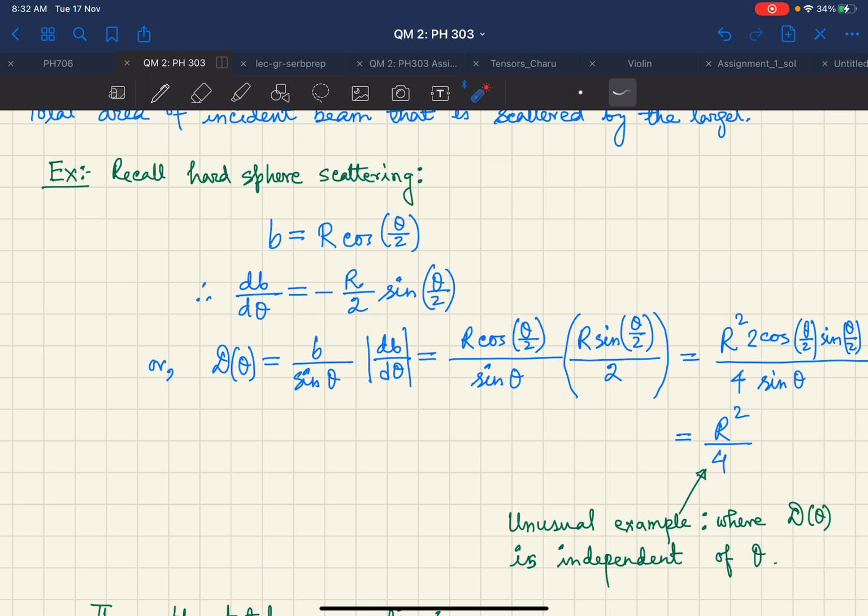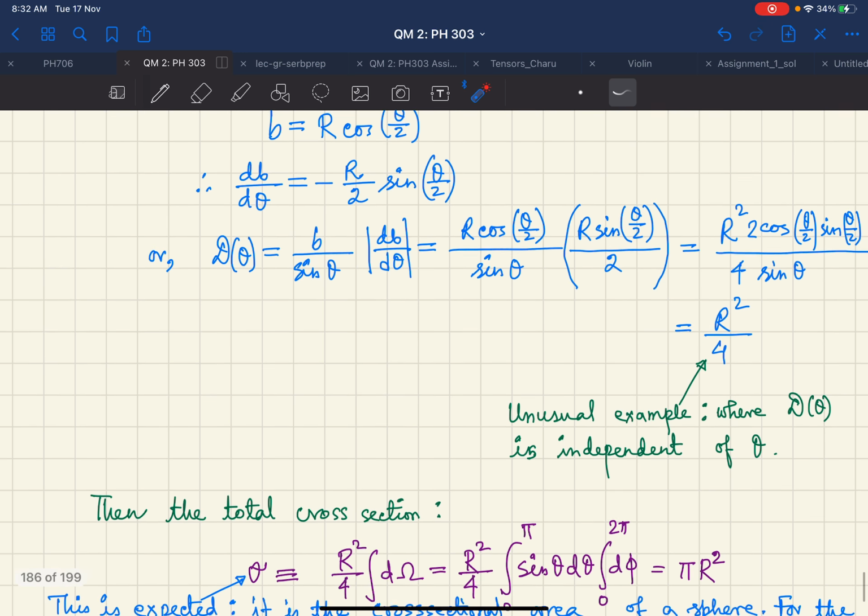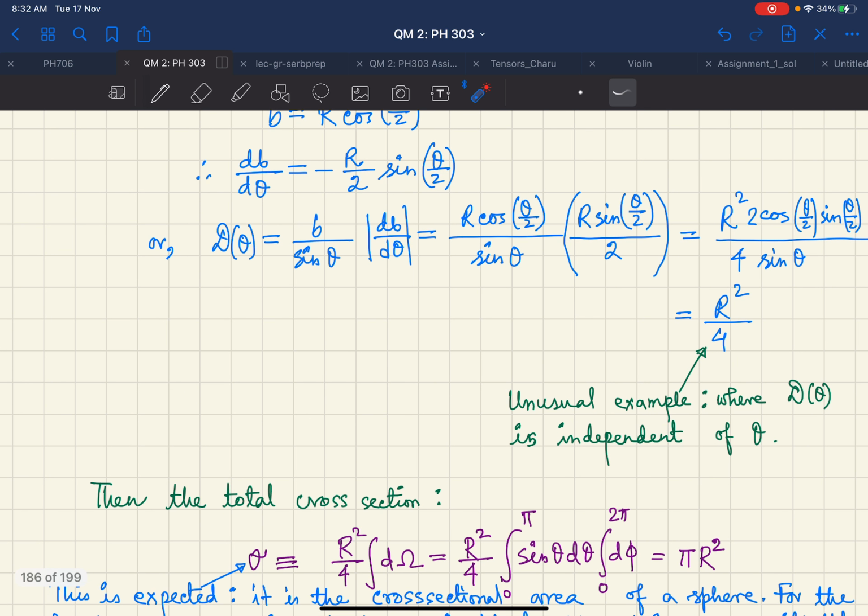But this, we have to remember, is an unusual example where this curly D theta, the differential scattering cross section, is independent of theta. That is something which generally doesn't happen.